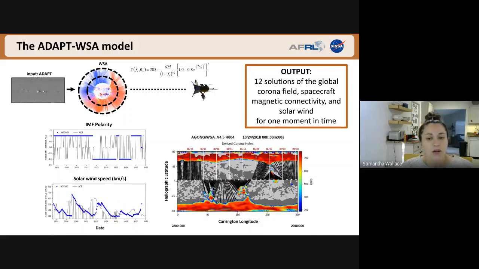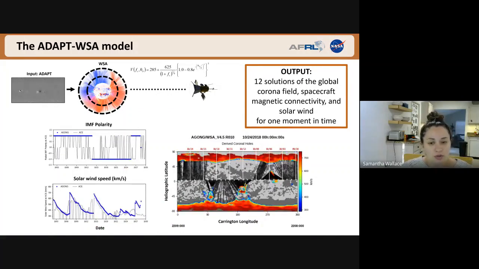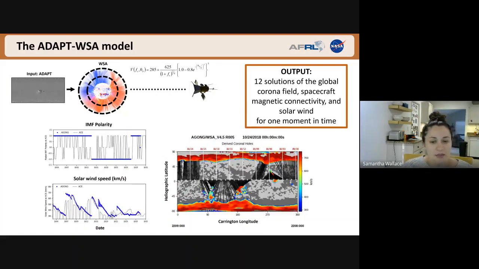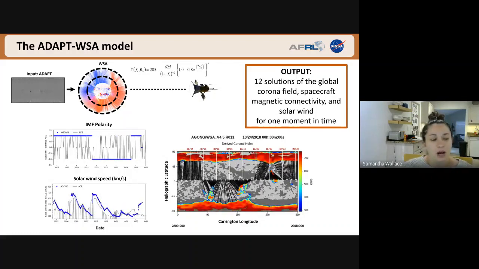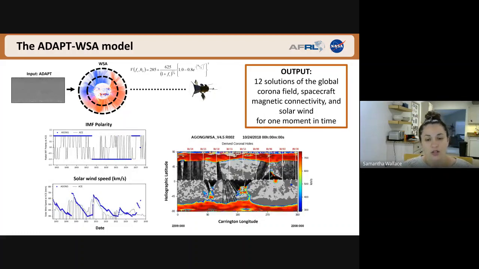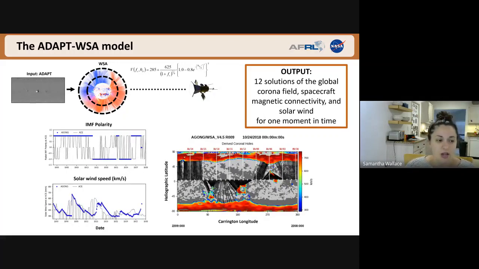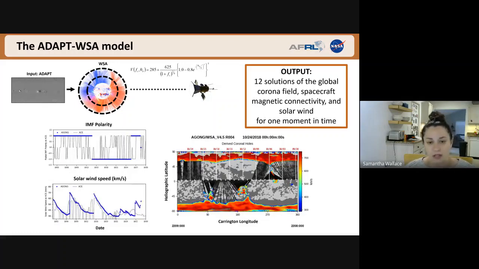So when you couple WSA with ADAPT, we have an ensemble of 12 realizations of the coronal field and the spacecraft connectivity to the surface for a given moment in time. And then we can choose the best realization by comparing the model output with observations. So not all modeling approaches actually compare with observations. And so if we perform poorly at a certain time period, then I wouldn't use that as part of my research, basically.